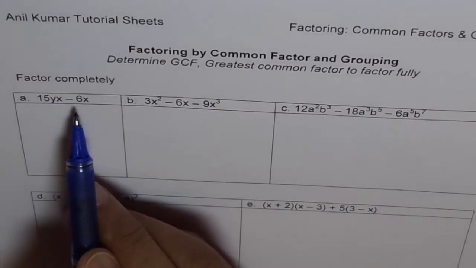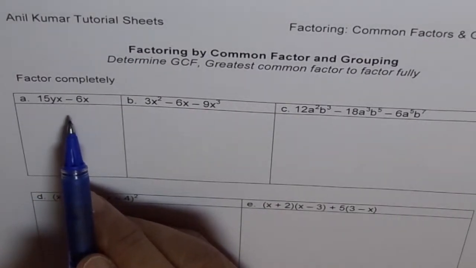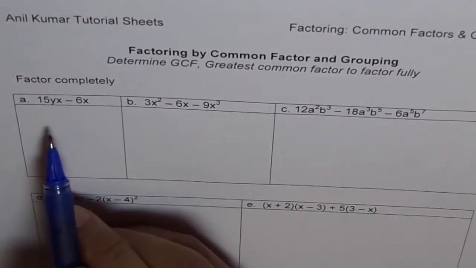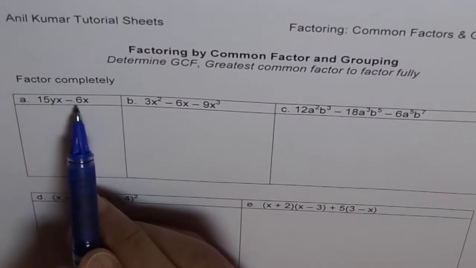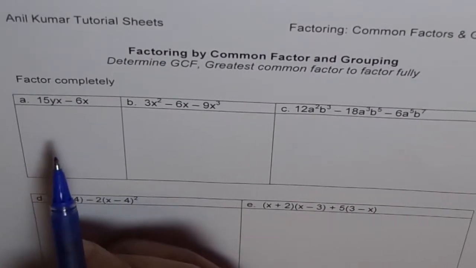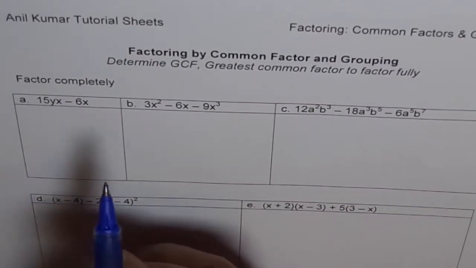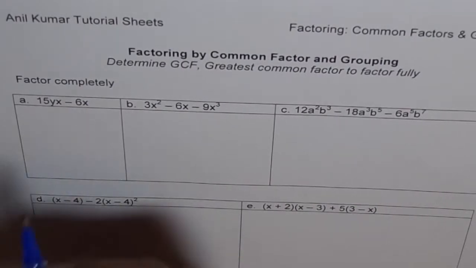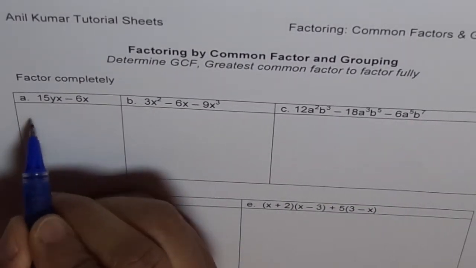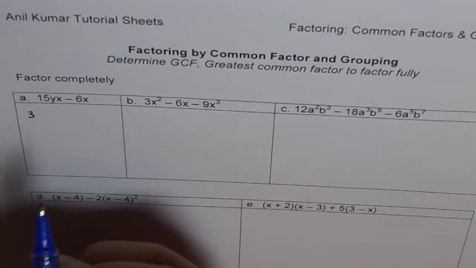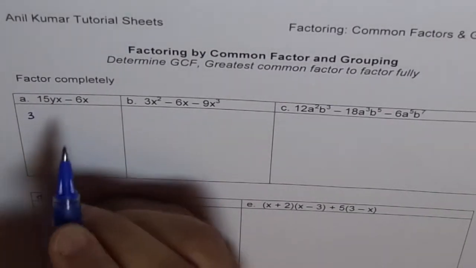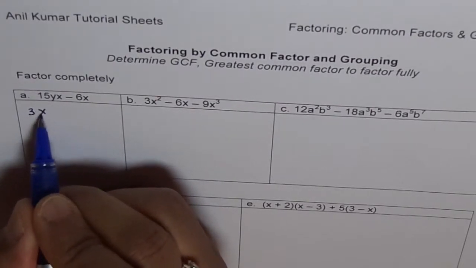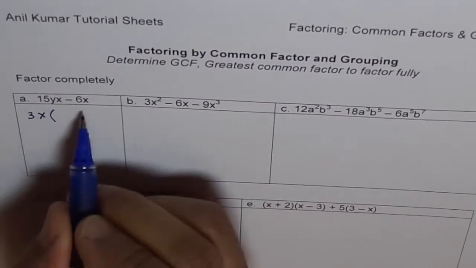15yx minus 6x. So when you're trying to factor these simple terms, you have to look for common factors, rather the greatest common factor between the constants and the variables. Here 15 and 6, what do they have in common? The number 3, right? So we can write this as 3, and in the variables yx and x, what is common? X is common. So I can take 3x as my greatest common factor.